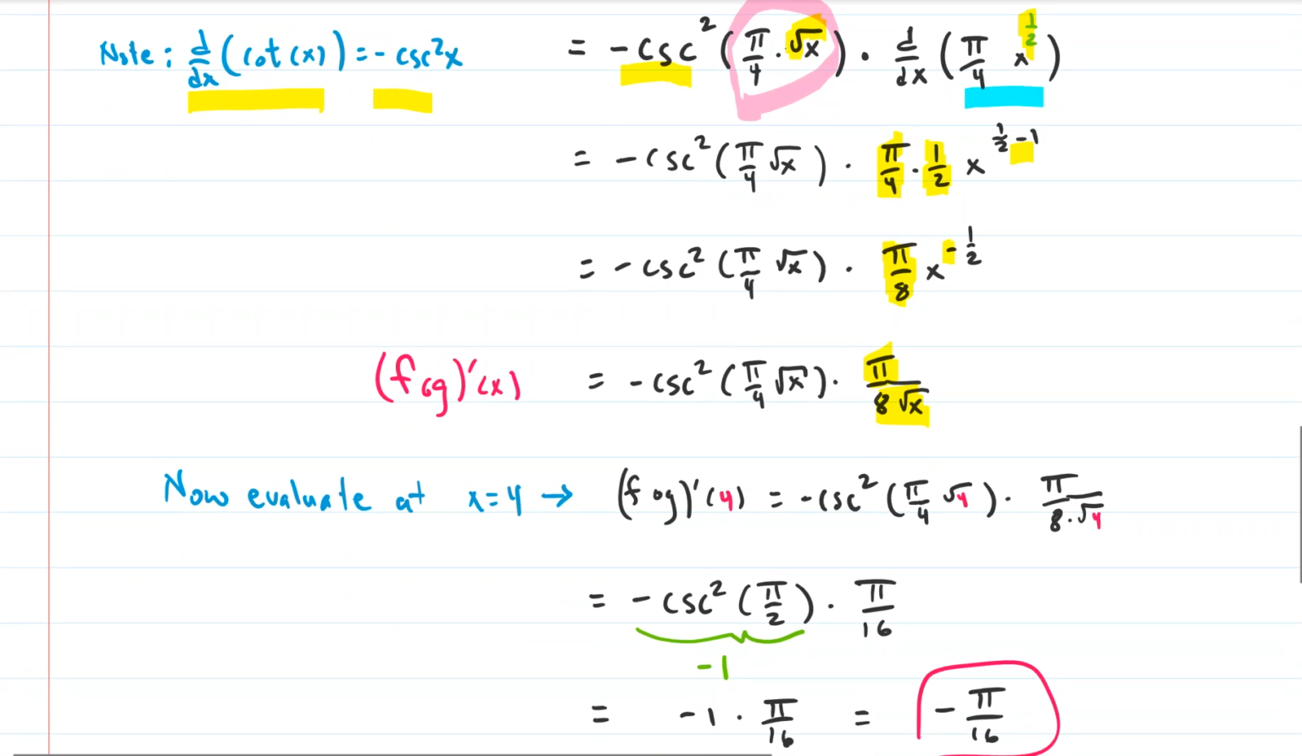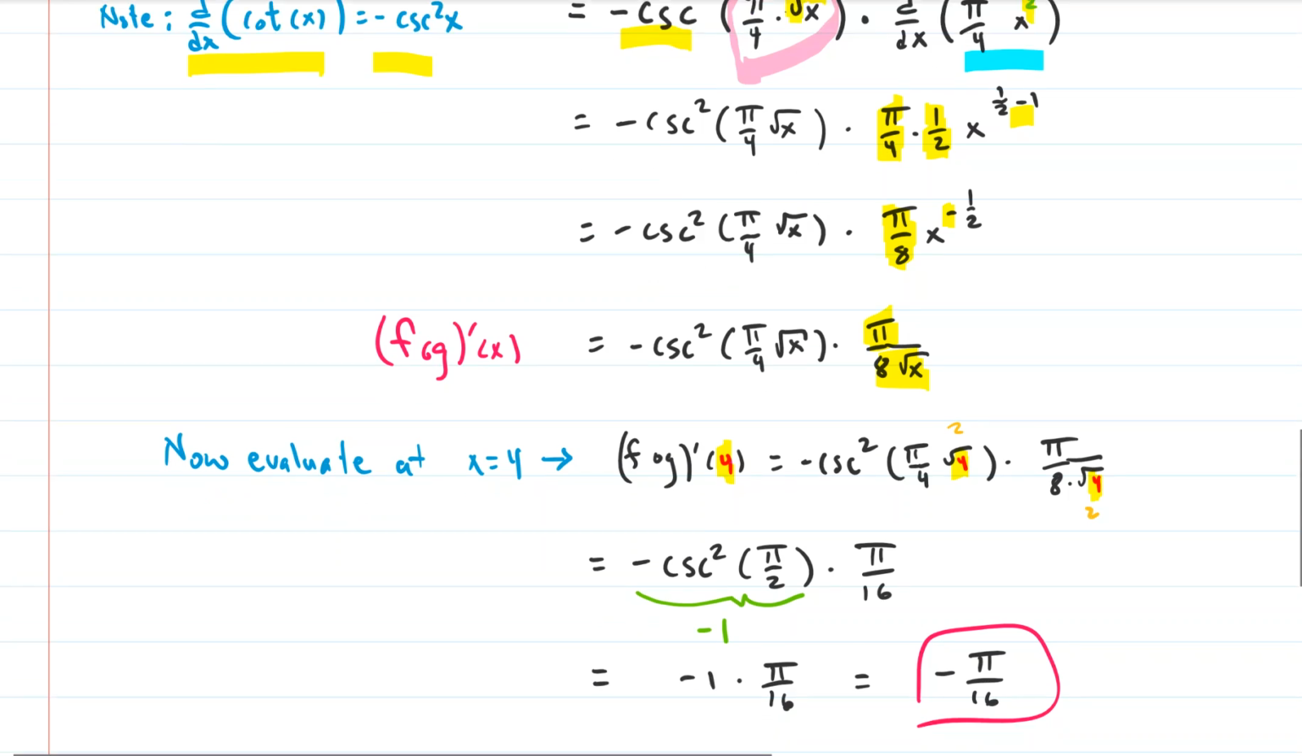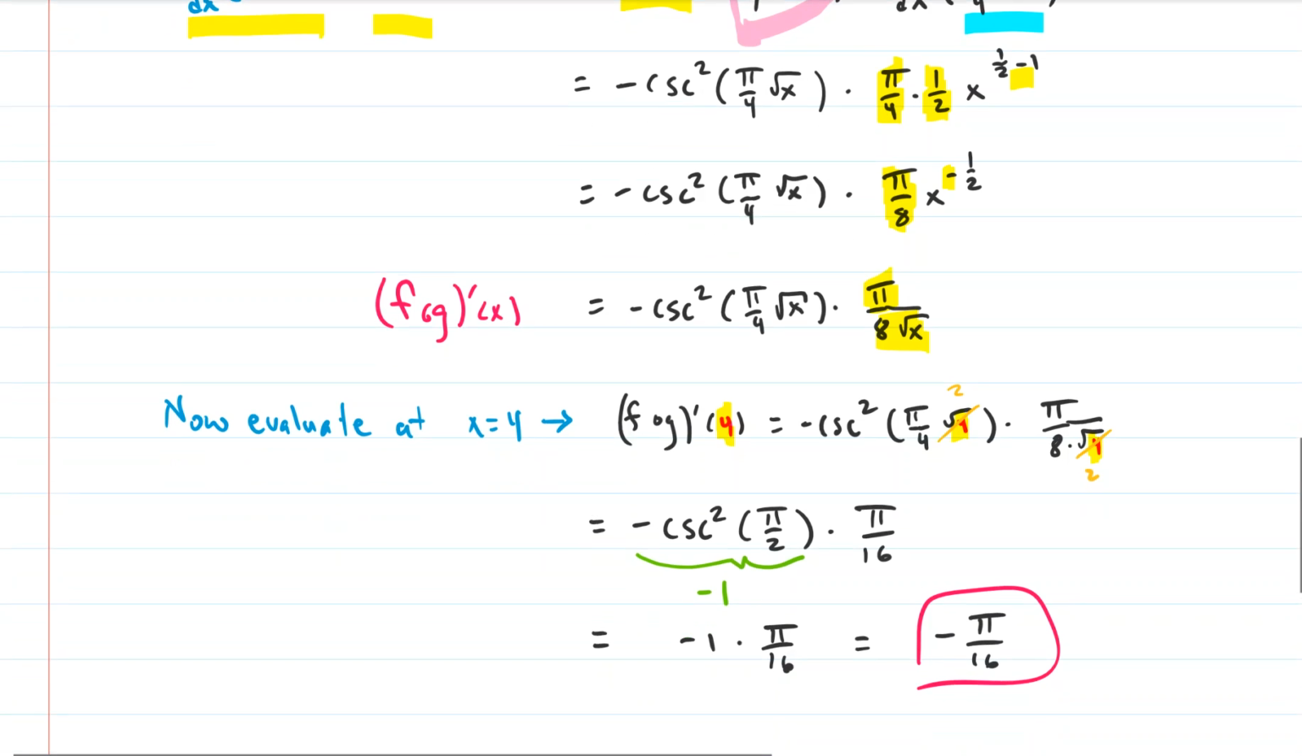So we plug in 4 everywhere there's an x. So the square root of 4 is 2. So this root 4 becomes 2 inside of the cosecant squared. And the root 4 in the denominator on the outside becomes 2 as well. The 2 and the 8 in the denominator become 16.